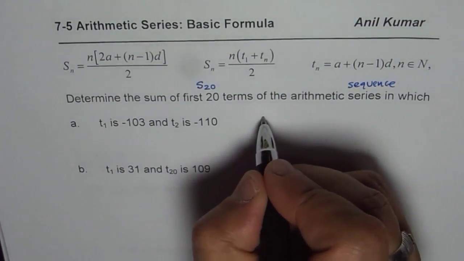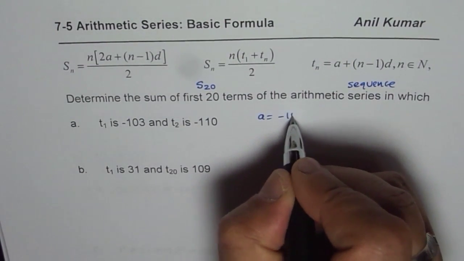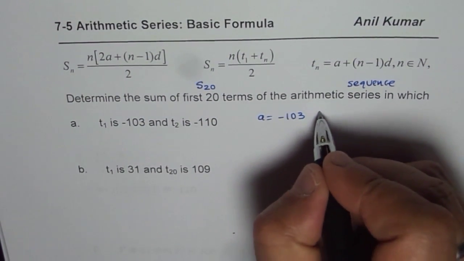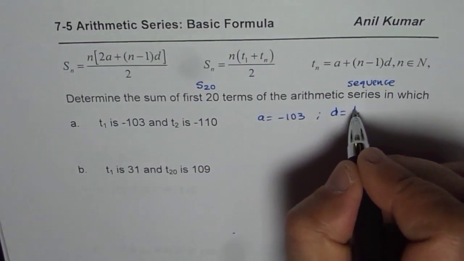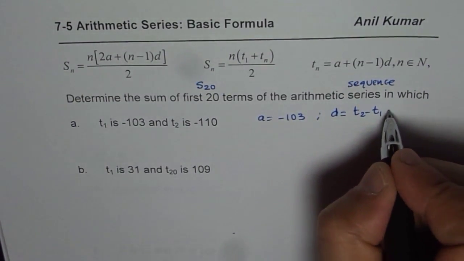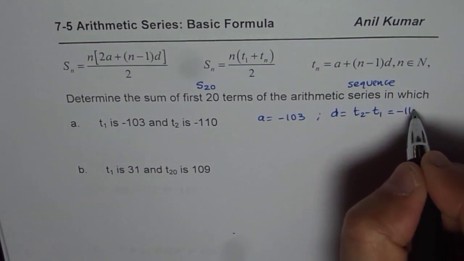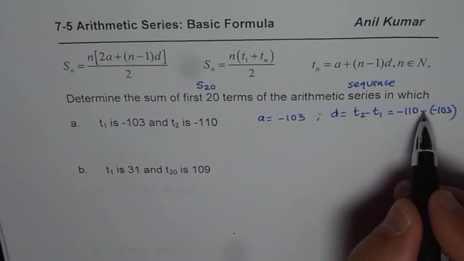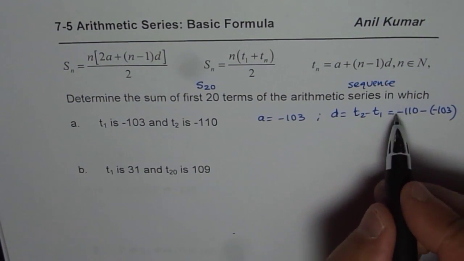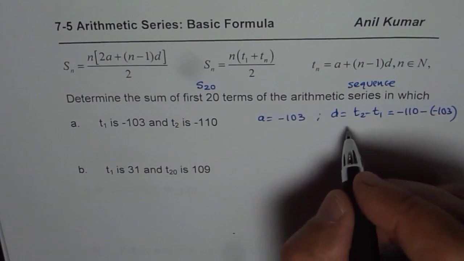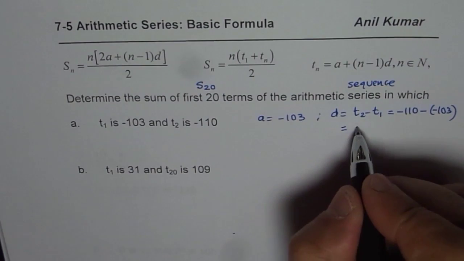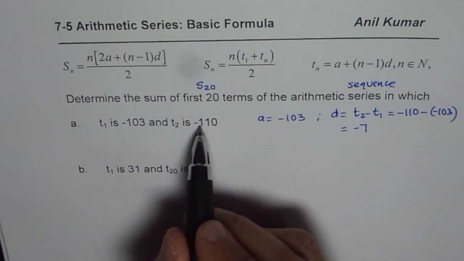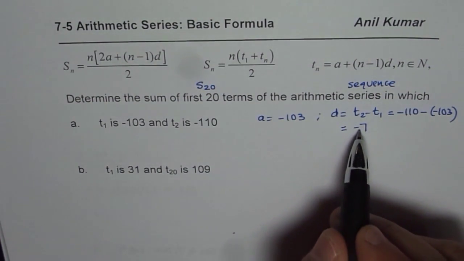Since we know a for us is equal to minus 103, and we know T2, from there we can find the common difference, right? So what is the common difference? D will be T2 minus T1. In our case it is going to be minus 110 take away minus 103, right? So this minus and minus becomes plus. So it is minus 110 plus 103. So we get the value as minus 7. It is definitely decreasing, right? Decreasing by 7 each time. So d is minus 7.